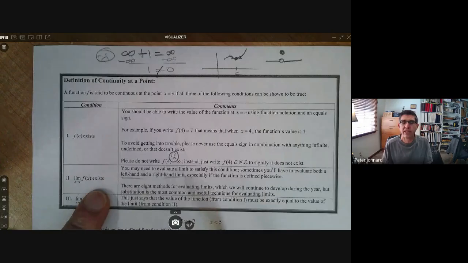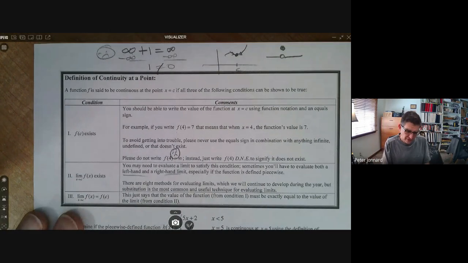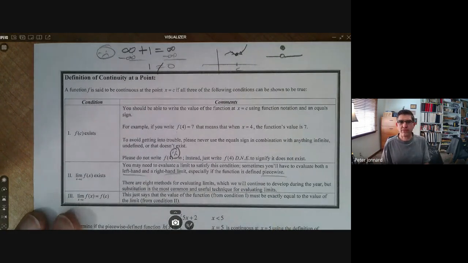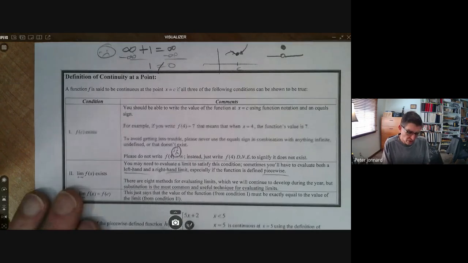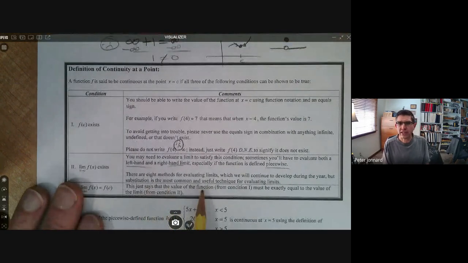And this is the one that students forget by the end of the year. They're pretty good about it the first semester, and then it kind of falls off. And by the end of the year, they forget that you have to do the limit in both directions. Especially if the function is defined piecewise, then you have no choice, okay? And just so you know, there are 8 methods for evaluating limits, and we'll continue developing them throughout the year.